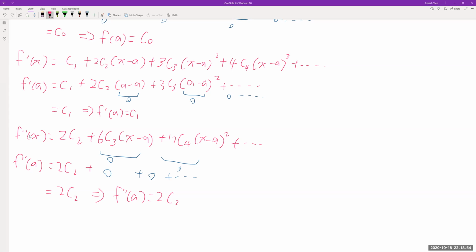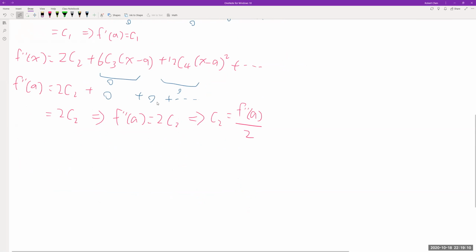But what we can do is solve for c2. So we're going to represent c2 as f double prime of a over 2. Let's do one more. All right, let's do f triple prime.